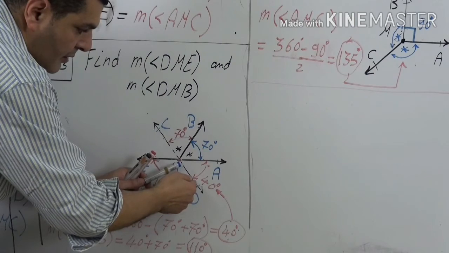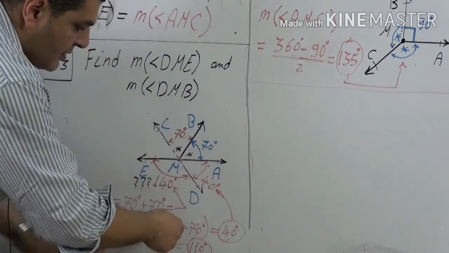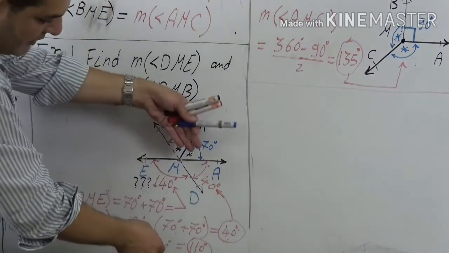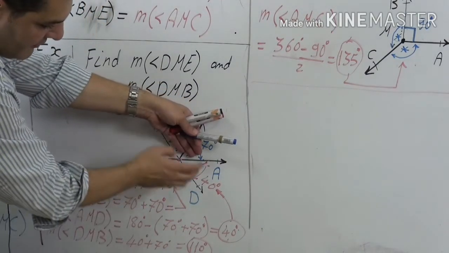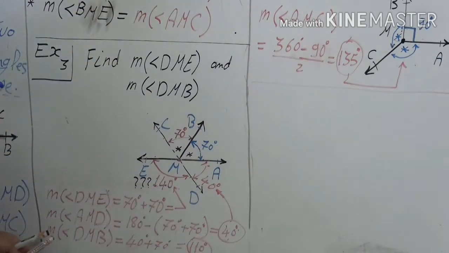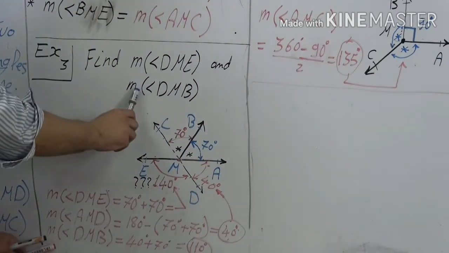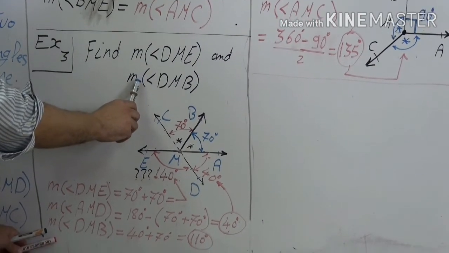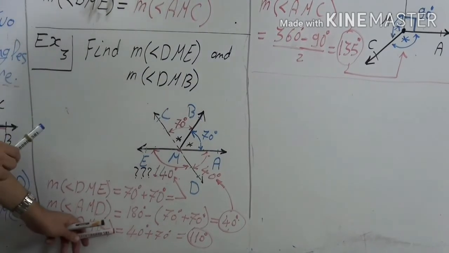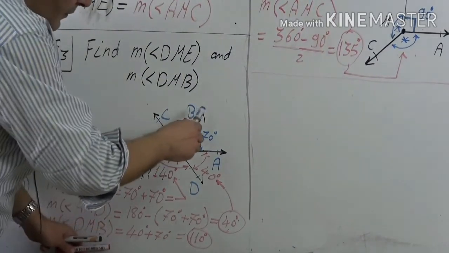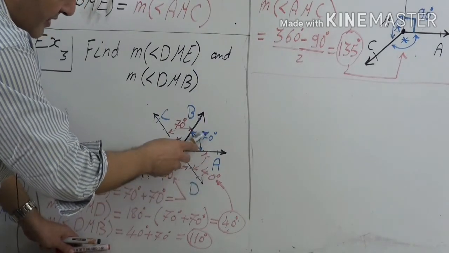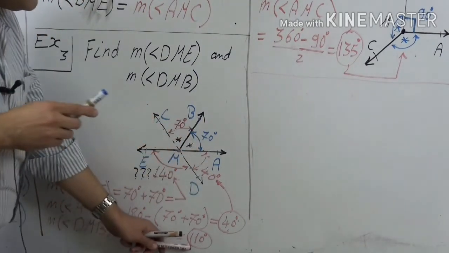Measure of angle AMD equal 180 minus these two angles, 70 plus 70, give us 40 degree. The last requirement here in example 3, measure of angle DMB equal 40 plus 70 equal 110 degree.